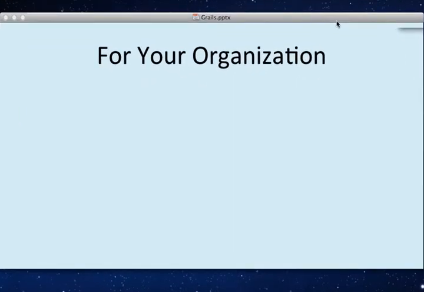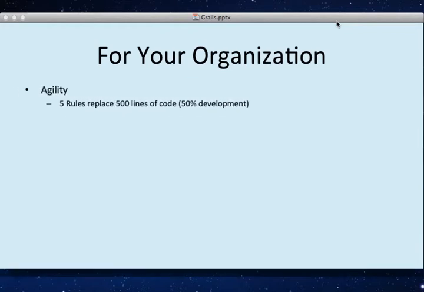Automated business logic provides significant benefits for your organization. First is agility. The 5 rules we saw in the demonstration replaced fully 500 lines of code. We know this because we built them and we provided copies of them on the website so you could have a look at them. That's 50% or more of your development effort for database-oriented web apps.